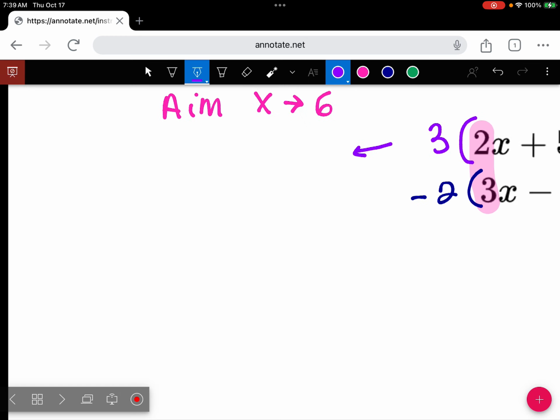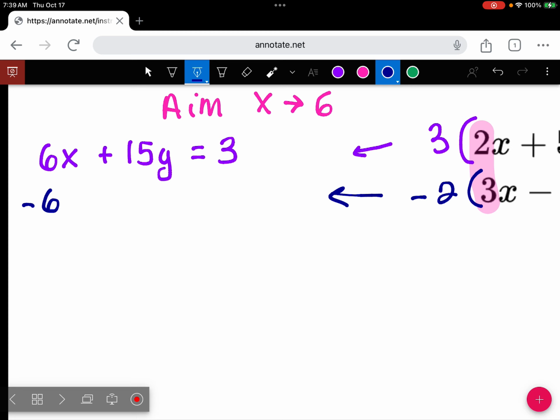3 times my 2x gives me 6x. 3 times 5y gives me 15y. And 3 times 1 gives me 3. On the bottom one, 3x times negative 2 gives me minus 6x. Totally how I draw an x. Minus 4y times minus 2 gives me plus 8y. And minus 10 times minus 2 gives me positive 20.